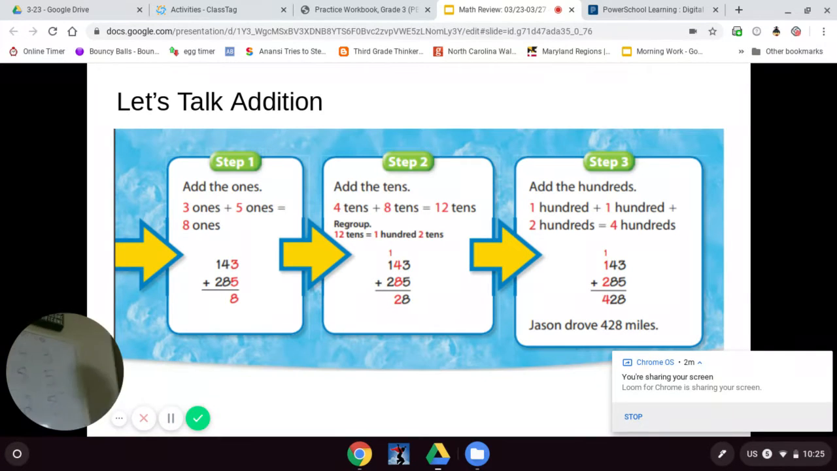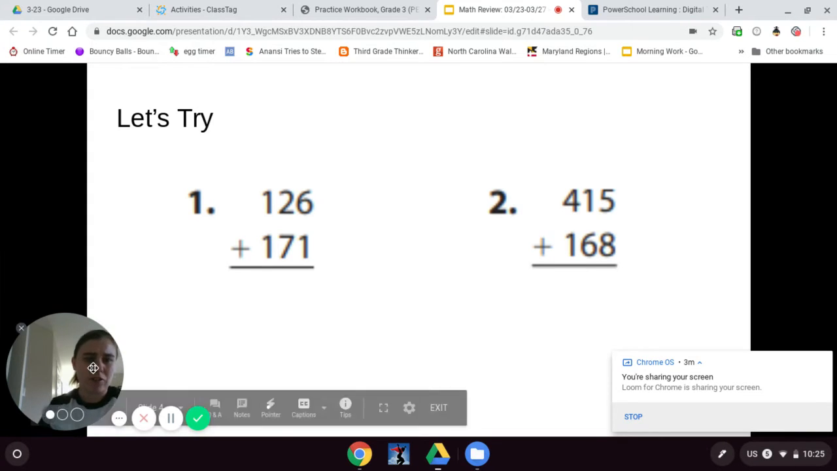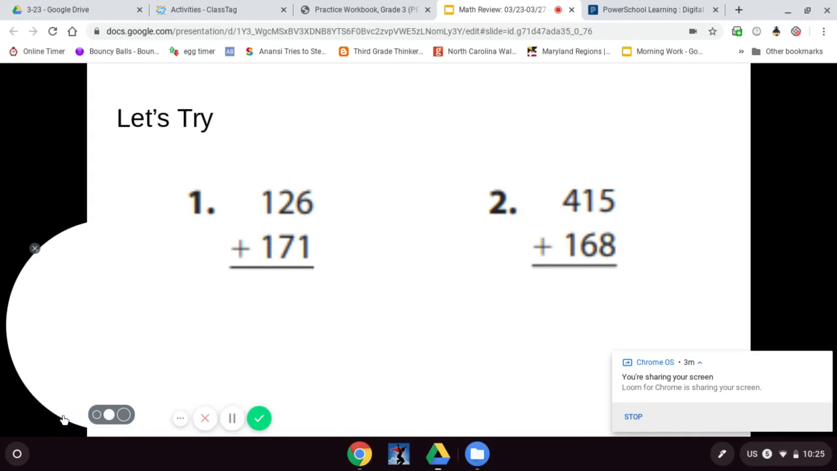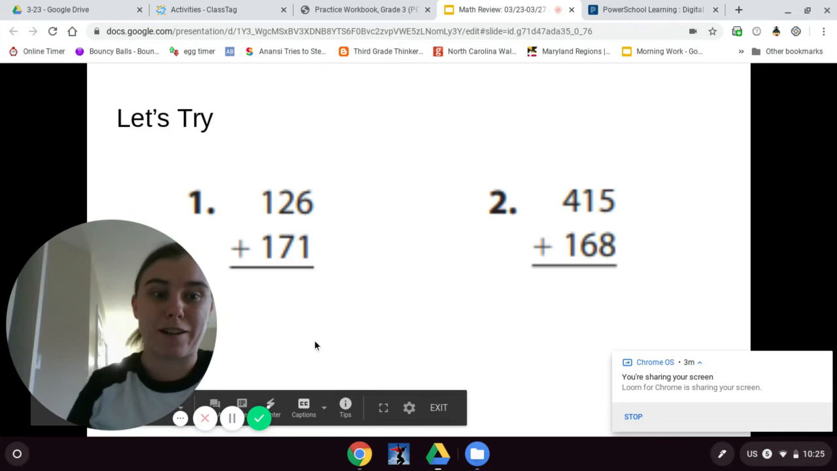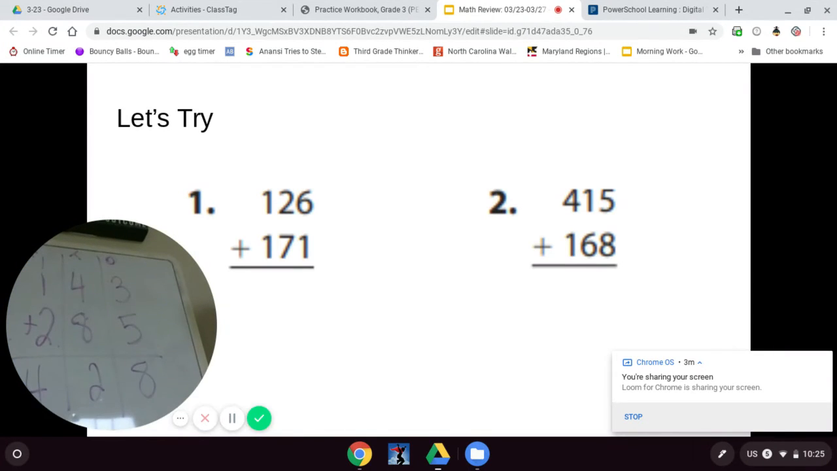Okay. On the next slide, we're going to practice a few together. I have number 1, 126 plus 171, and then number 2 is 415 plus 168. So I'm actually going to make my bubble just a little bit bigger. There we go, so we can see it.